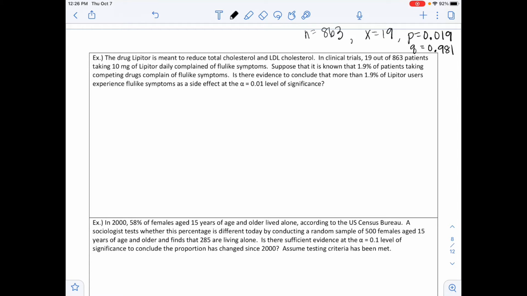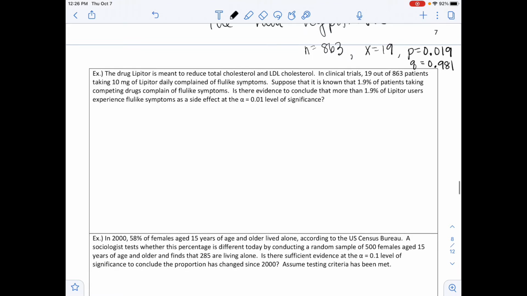And then the other thing that we have to check is that n times p and n times q are greater than or equal to 5. I'll jot that down right up above. So n times p has to be greater than or equal to 5, and n times q has to be greater than or equal to 5 also. So 863 times p, which is 0.019, works out to 16.4, which is greater than or equal to 5, so check. And then n times q, so 863 times 0.981, works out to be 846, which is greater than or equal to 5. So all the testing criteria is met.